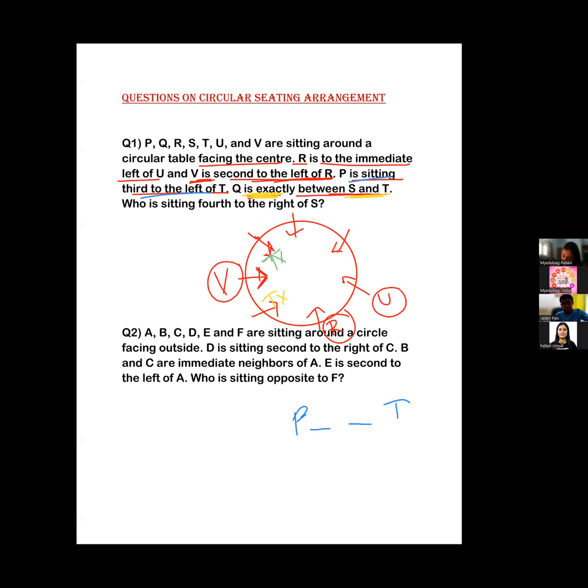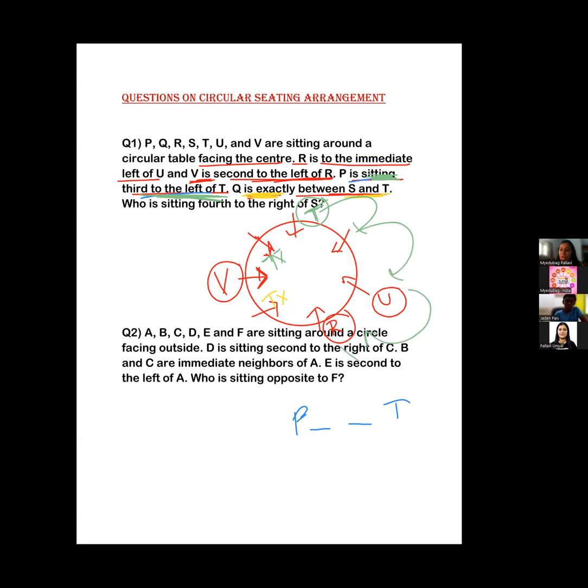Next possibility is, if we place T over here at this point, can P come here? Just have a look and tell me. Is there any vacancy for P? Sorry, my mistake. P is third to the left of T. I read the question again: P is sitting third to the left of T. So third to the left means this side, 1, 2, and 3. R is already sitting here.